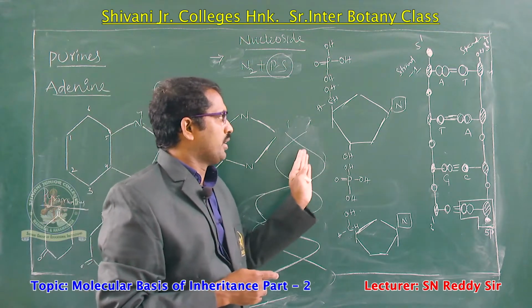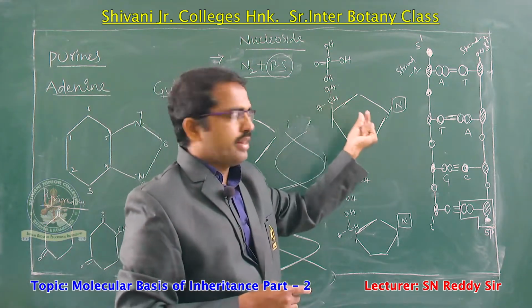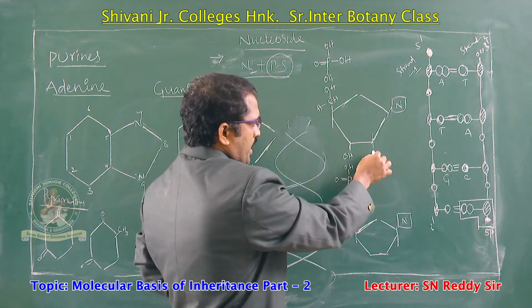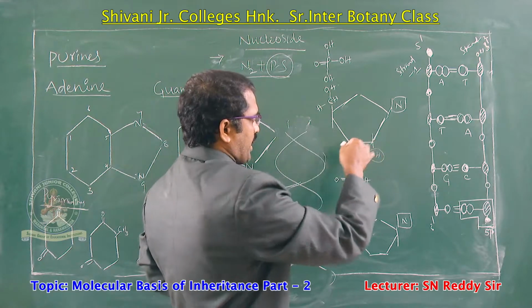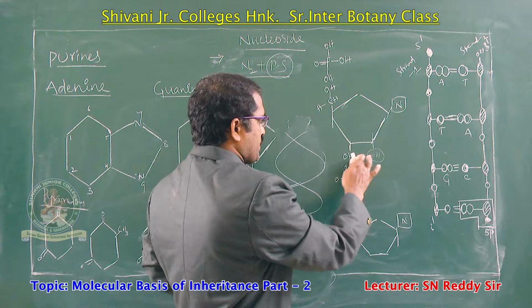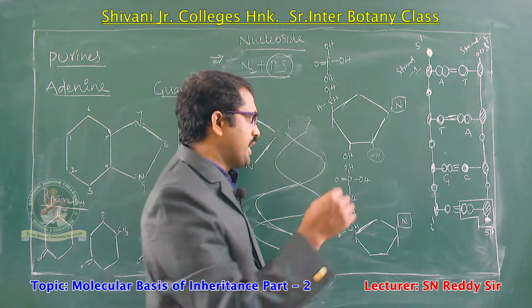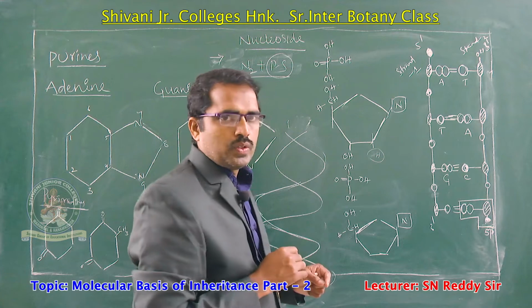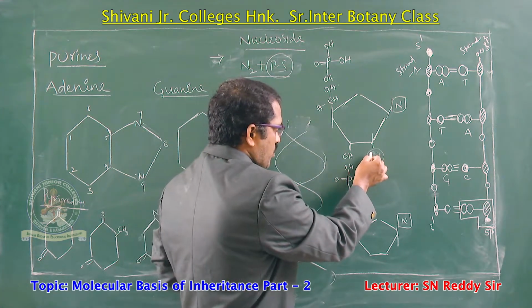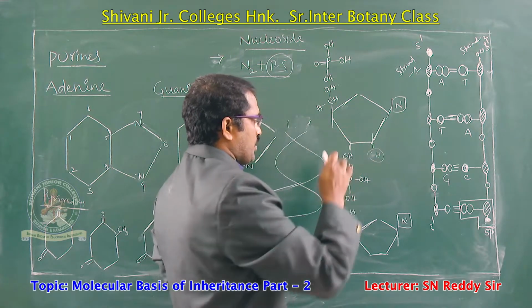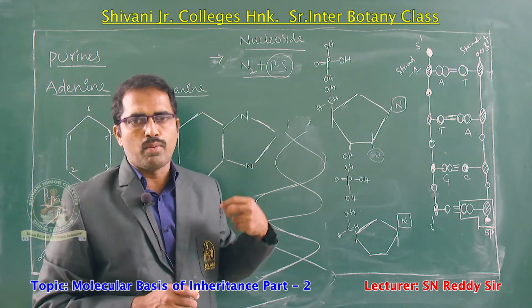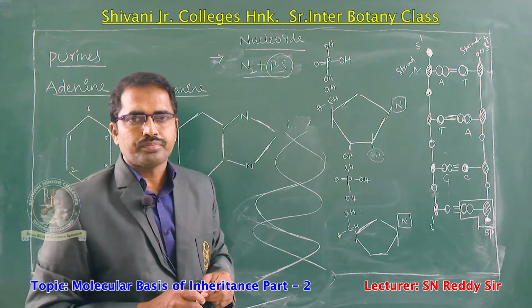Suppose this is the pentose sugar. At the second position of the carbon, in the case of RNA there is a hydroxyl group. This is the most reactive group. But in the case of DNA, there is a removal of oxygen. That's why it is deoxyribose in the case of DNA. In RNA there is a hydroxyl group at the second position, and this OH group is the most reactive group. That's why RNA is less stable compared with DNA.